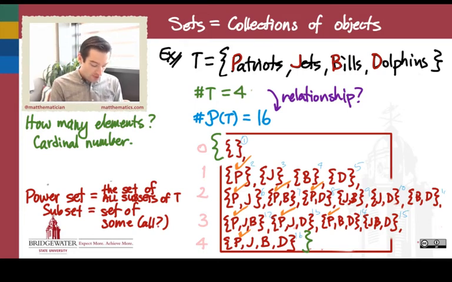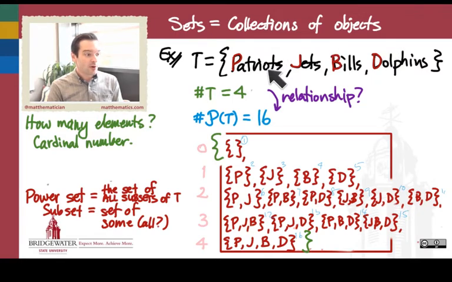And the same thing is true for any of the other teams in my original set. If I look at the Jets, they exist in exactly half of these subsets also. This one, this one, this one, and this one. Same thing with the Bills, same thing with the Dolphins. So to make a subset out of T, all I really need to do is specify for each one of my teams, are you in or are you out?